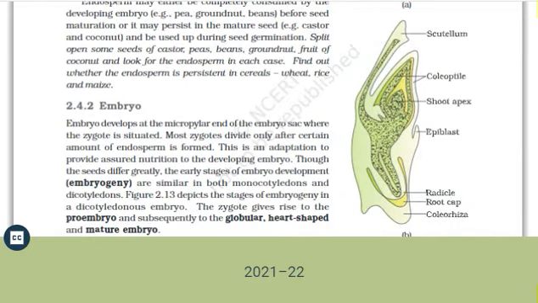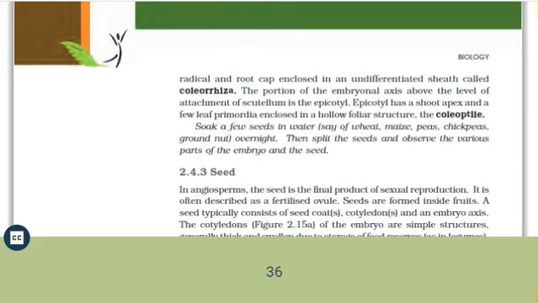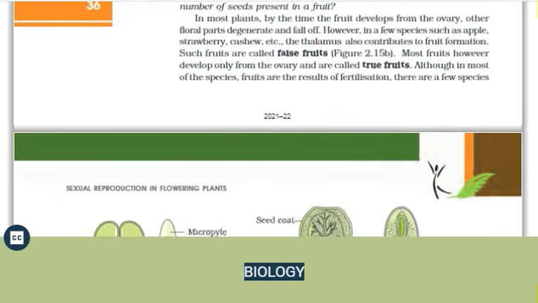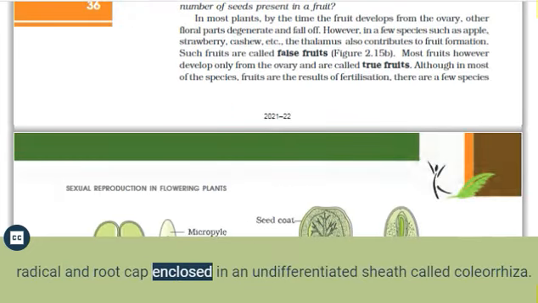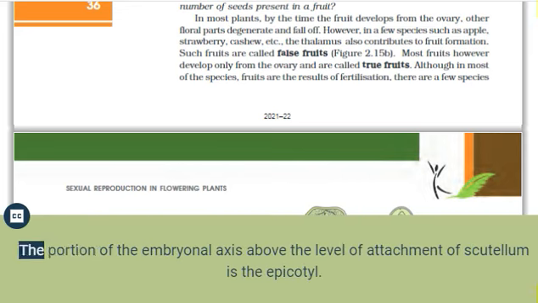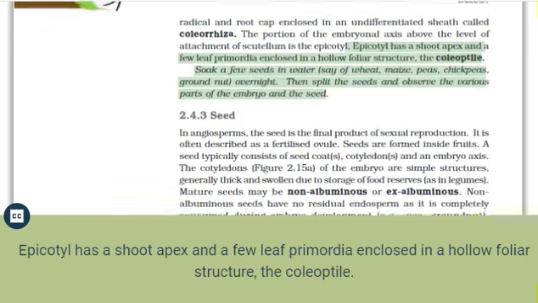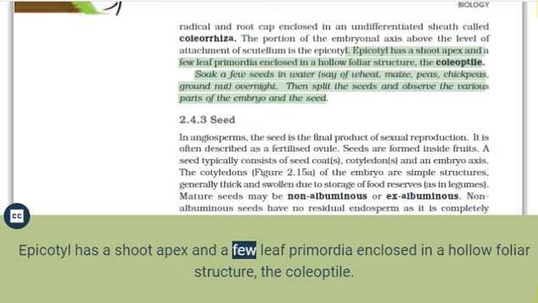2021-22. 36. Biology. Radicle and root cap enclosed in an undifferentiated sheath called coleorhiza. The portion of the embryonal axis above the level of attachment of scutellum is the epicotyl. Epicotyl has a shoot apex and a few leaf primordia enclosed in a hollow foliar structure, the coleoptile.